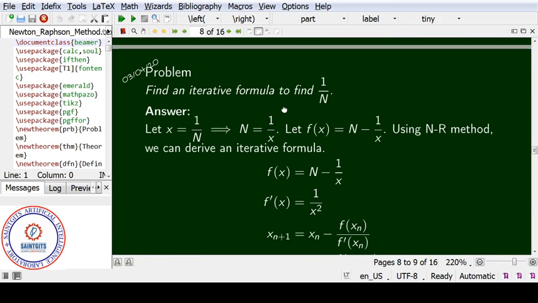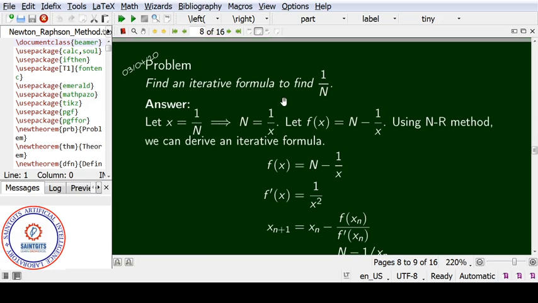Next interesting problem is to find an iterative formula to find 1 by n, the reciprocal of a number, in an iterative way. As in the previous case, we write x is equal to 1 by n. We have to find this 1 by n, so 1 by n is an unknown. In algebra, it is represented by x. So x is equal to 1 by n.